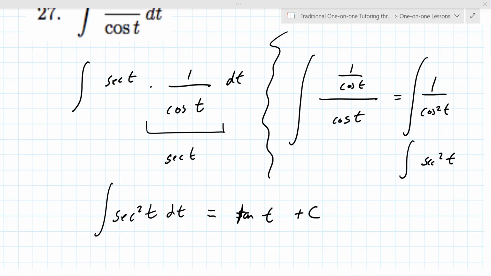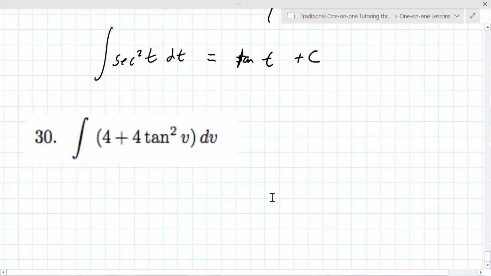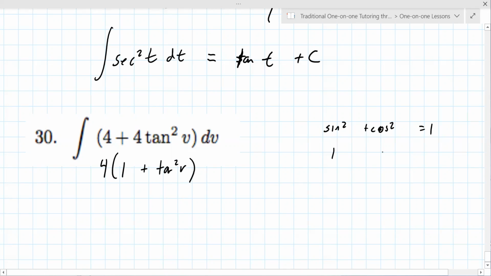Number 30, here's one we can look at, emphasizing another thing. When you look at this, the 4s should stand out. You'd be like, wow, they both have 4 in there. And that's because this can factor into 1 plus tangent squared v. And there are 3 trig identities. There's sine squared plus cosine squared equals 1, and then there's 1 plus tangent squared equals secant squared, and 1 plus cotangent squared equals cosecant squared.